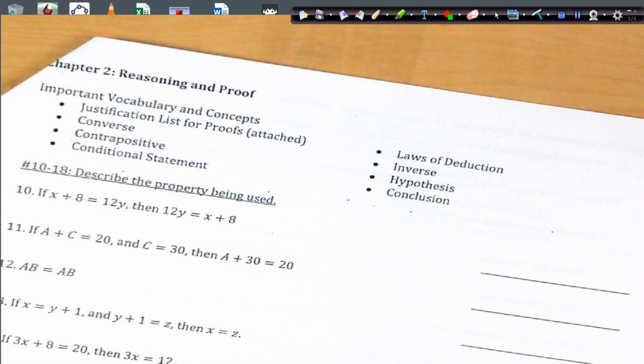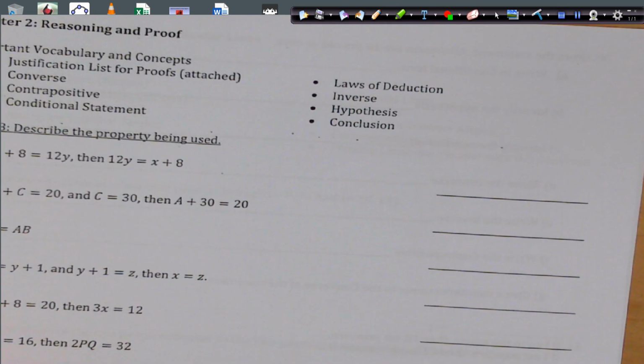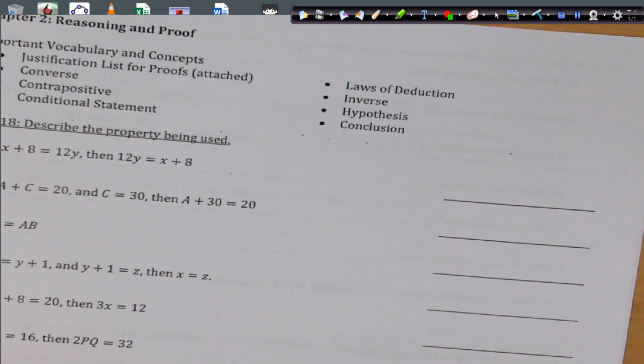Booyah! Chapter 2, Reasoning and Proof. Let's do that. That sounds fun. Important vocab. So we got converse, contrapositive, conditional, inverse, hypothesis, conclusion, law of deduction.